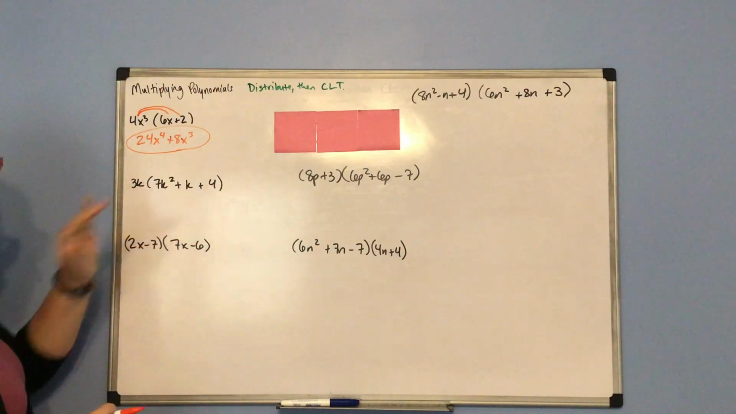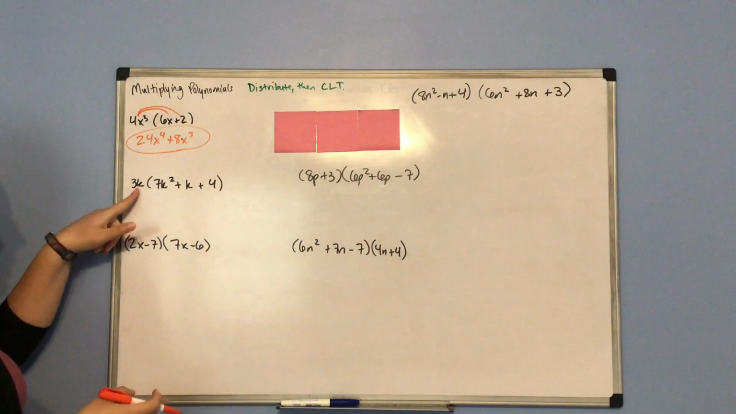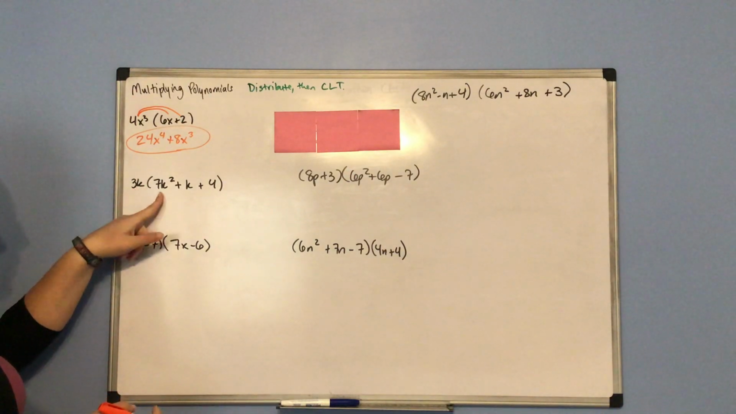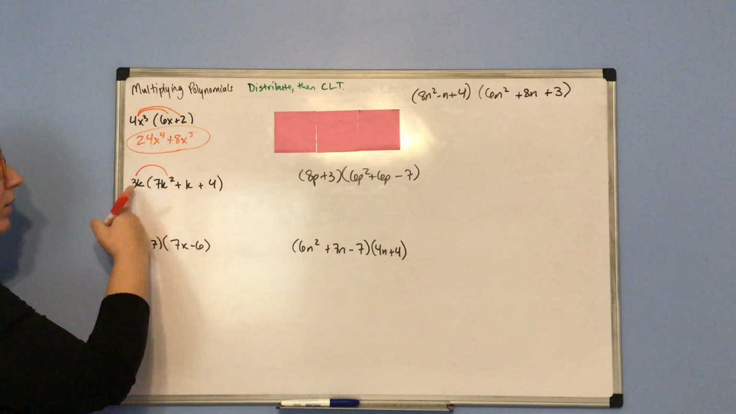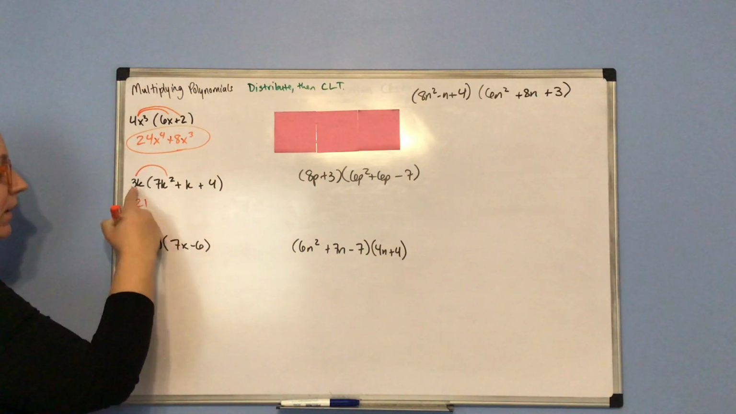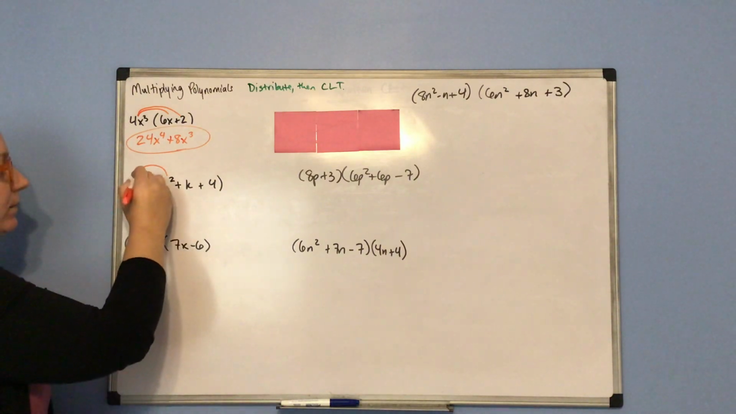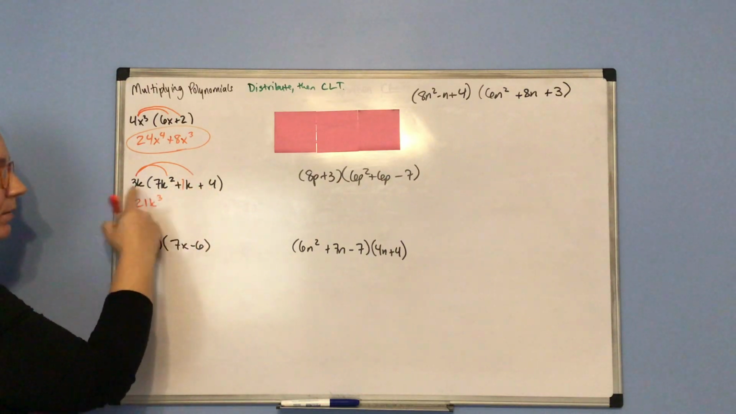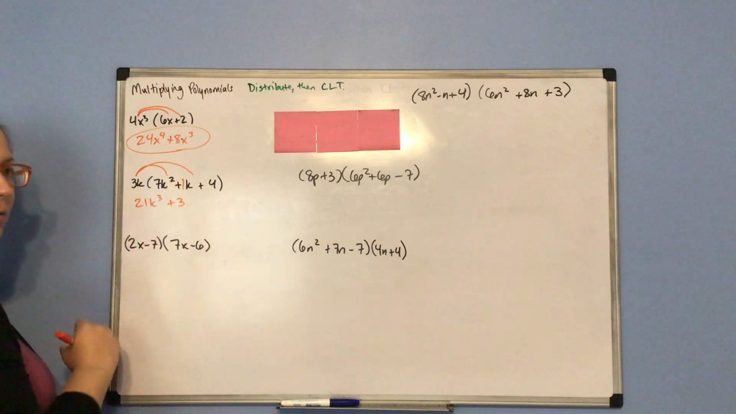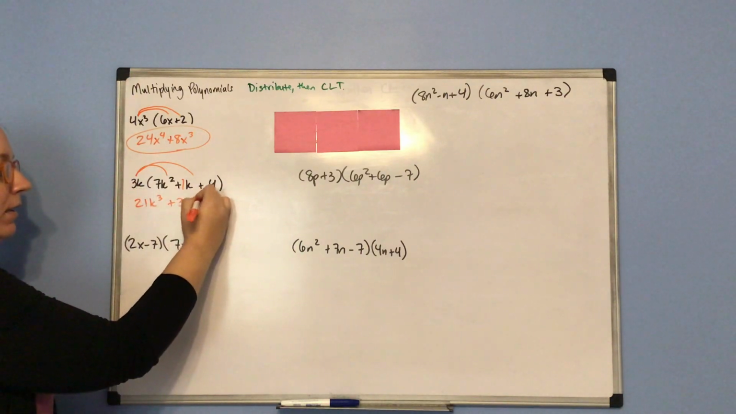Sometimes you'll have more than 2 terms inside your set of parentheses, but the process is still the same. We just need to make sure we multiply 3k by all of the items inside the parentheses. 3 times 7 is 21. K times k squared is k to the third. 3k times k, that's like a 1 in front that helps you. 3 times 1 is positive 3, so plus sign in front. K times k is k squared.